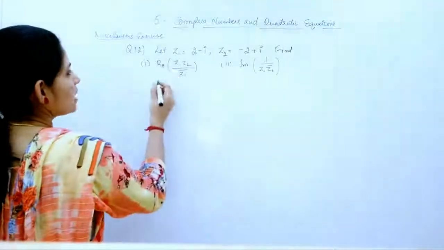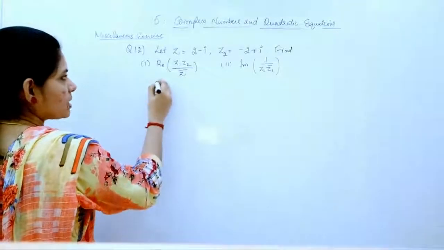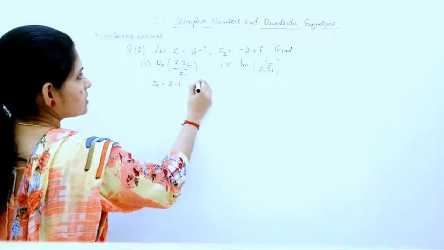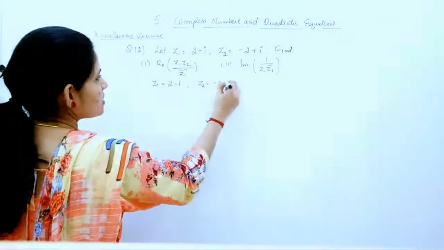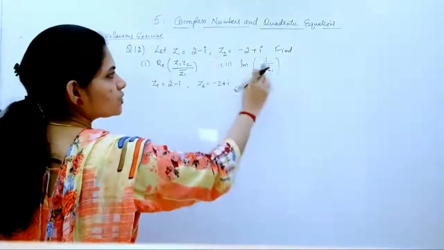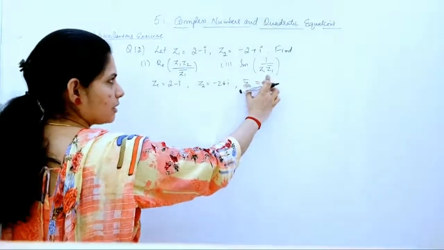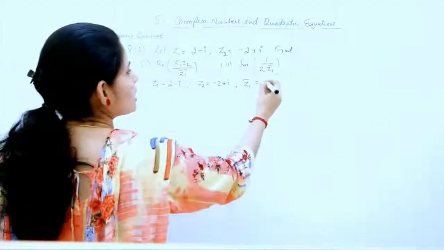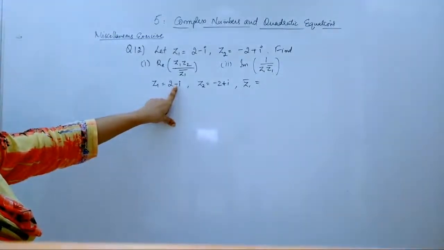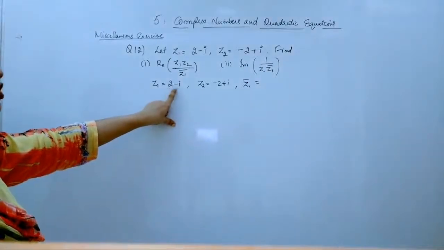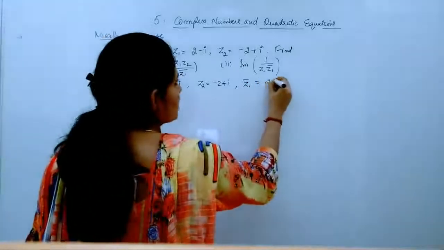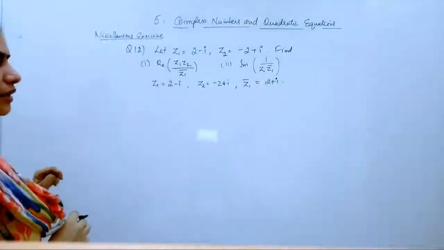Okay, so first we will start with z1 z2 and z1 bar. z1 is given to be 2 minus i, right? And z2 is minus 2 plus i. Now what will be z1 bar? These are the only things which you need in the whole question, that is, z1 bar and z1 z2. Okay, so for z1 bar you have to change the sign of the imaginary part. That means if it is 2 minus i, its conjugate will be 2 plus i. Okay, 2 plus i is the conjugate of z1.